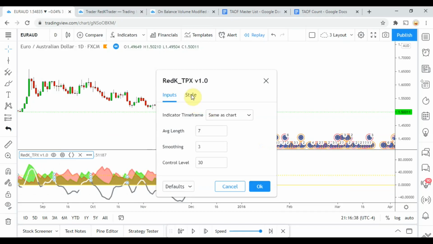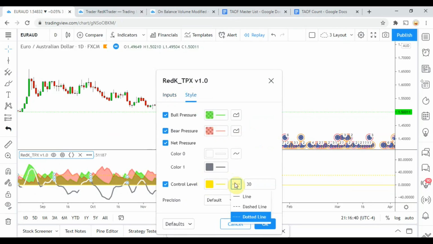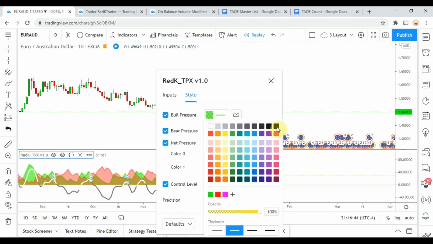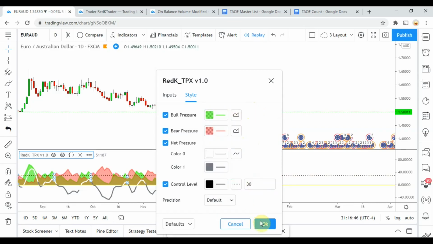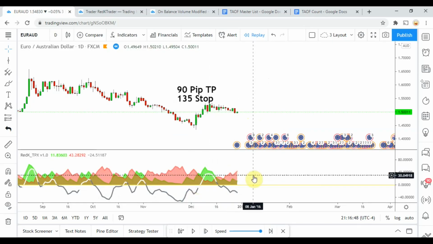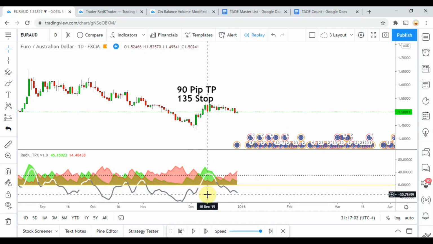Let me see if we can't make that another color, just to make it easier to see. There we go. So now we can see the black dotted line here. So that's the 30 line. So it needs to be either red, like it is right here, and over the 30, or it needs to be green, not this weird brownish puke green, but the bright green, and it needs to be over the 30.